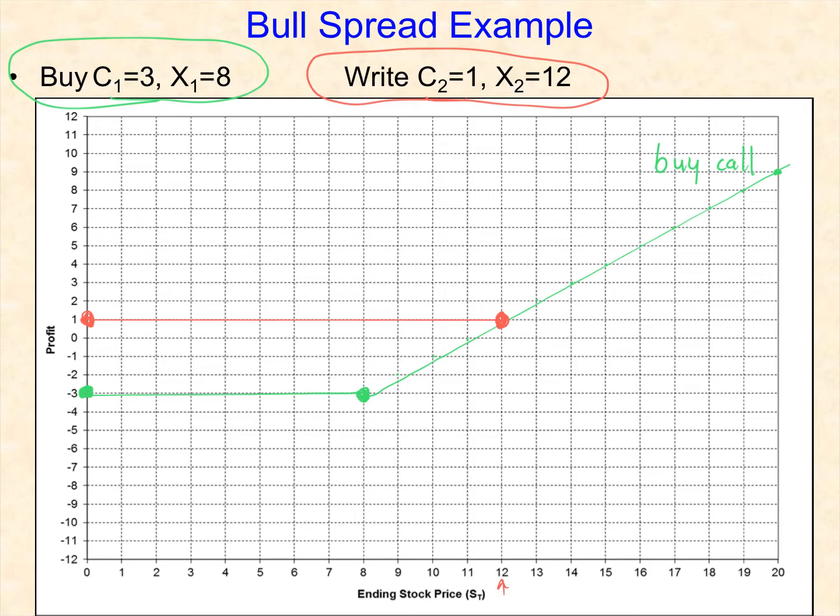If the stock rises above 12, however, the option will go in the money. As the writer of the option, we will lose as it goes in the money. Again, we can use our 1-to-1 payoff to plot the payoff to the written call at high stock prices.